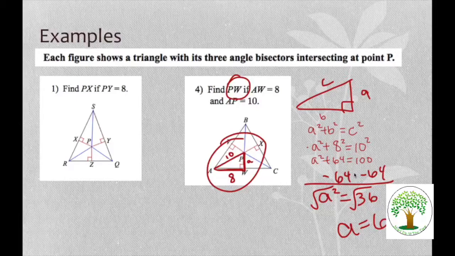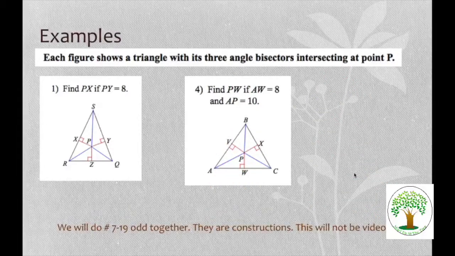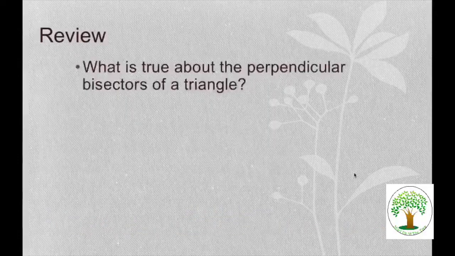All right, questions? Now I'm going to pause this video. We're going to do numbers 7 through 19 odd all together. They are all constructions, so it will not be videoed. You will not see 7 through 19 again on the video on YouTube, so you'll want to pay close attention as we do it.